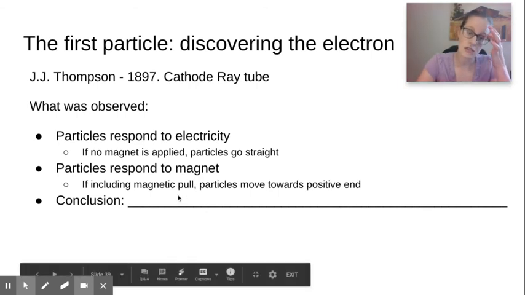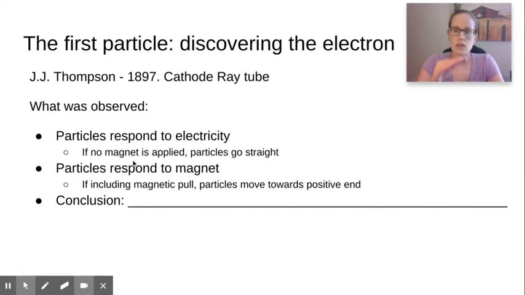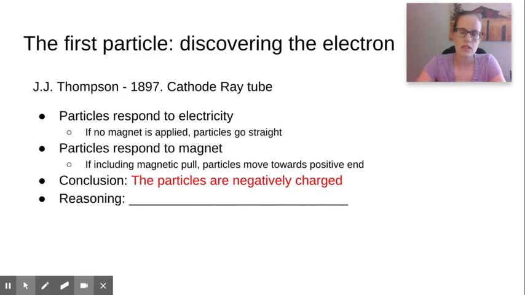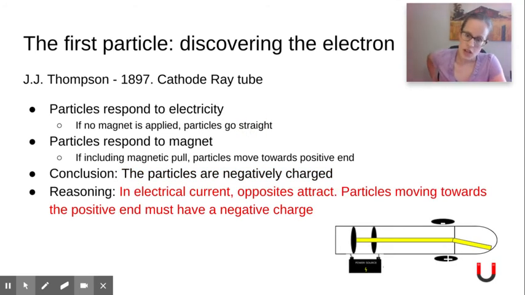So what did he observe? He found out that particles will respond to that electricity when there's no magnet applied. The particles just go straight, that beam just goes straight ahead. But then if a magnet is applied, the electricity is pulled toward the positive magnet or it's pushed away from the negative one. So that means that those particles inside of that electric current must be negatively charged. So in the electric current, opposites attract. Those particles are moving toward the positive magnet and away from the negative one.